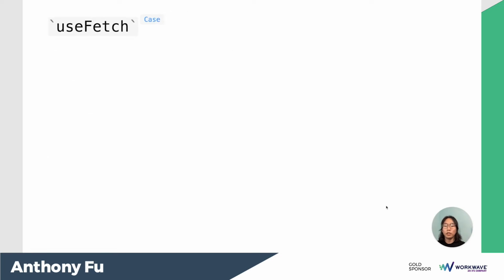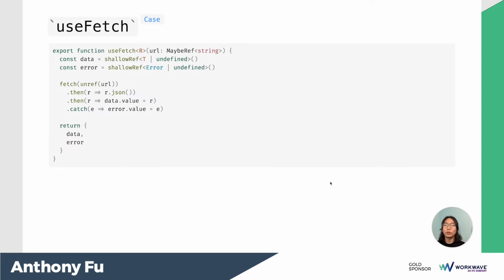The implementation can be simply done like this. All we have to do is assign the value to refs when the promise gets resolved. In the real world, it might need some flags to show the current state of the request, and you can find the full code in VueUse.